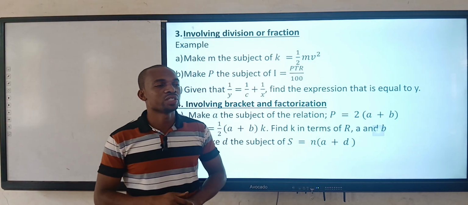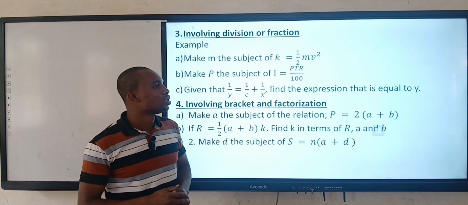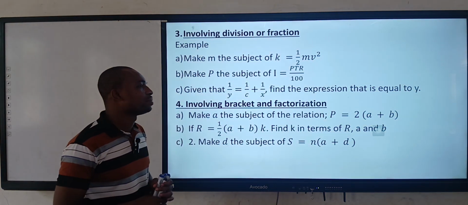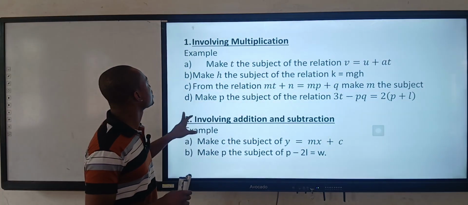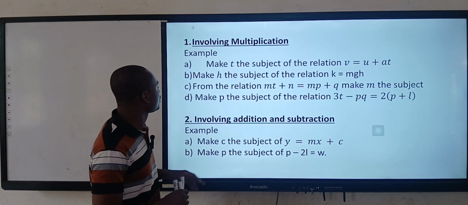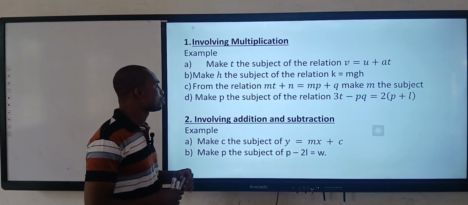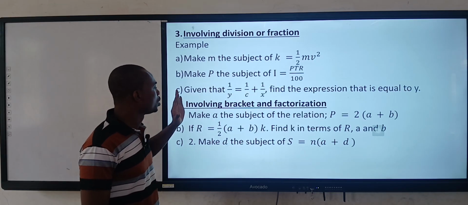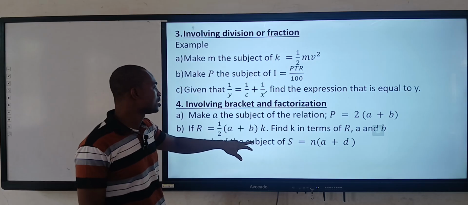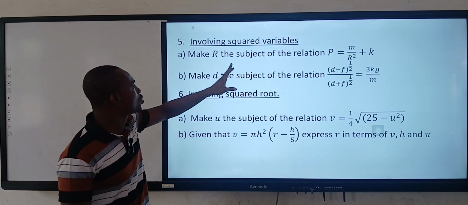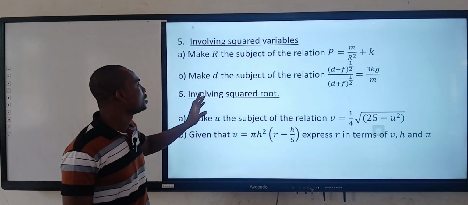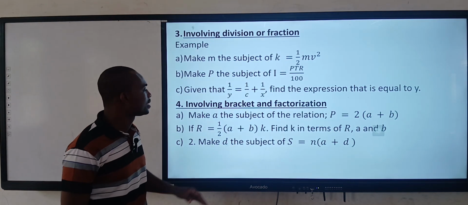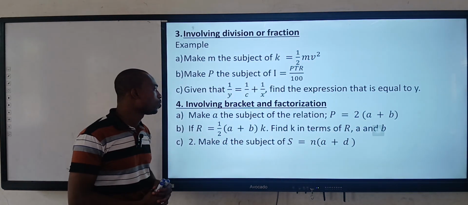Today we are continuing with the change of subjects. So we started with the number one. We started with involving multiplication, involving addition and subtraction, and then division, fraction. So today we are looking at bracket factorization and involving square, variable, and then square roots. Okay, so let's take the example here for the form, the bracket.